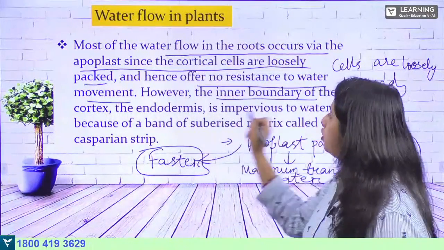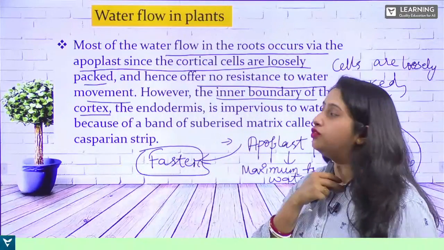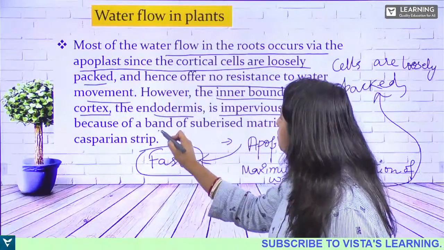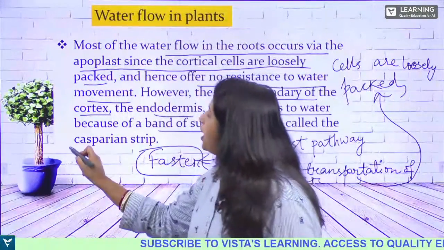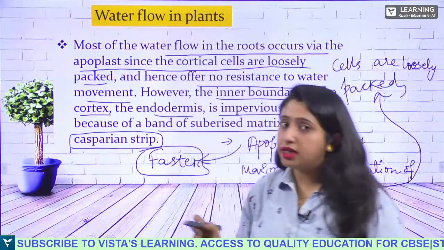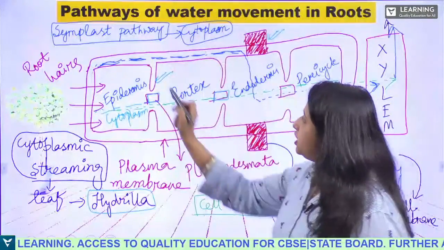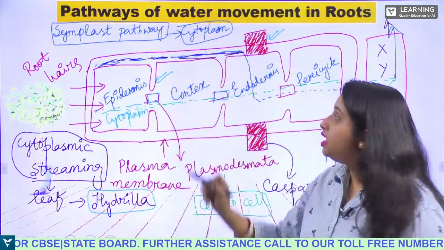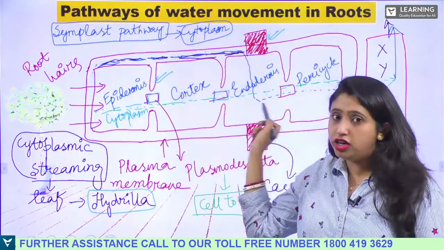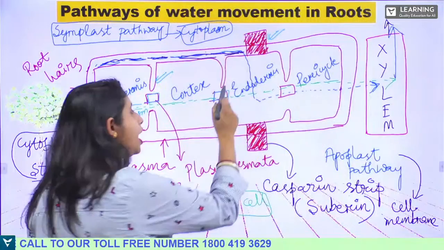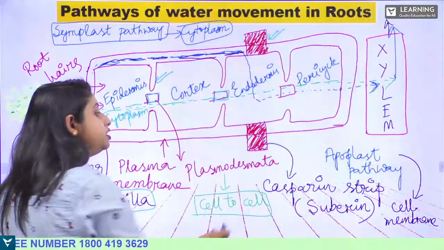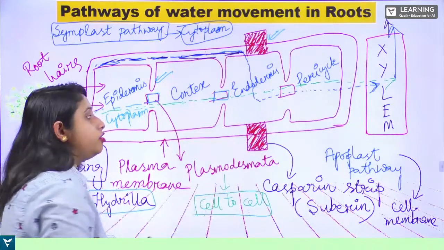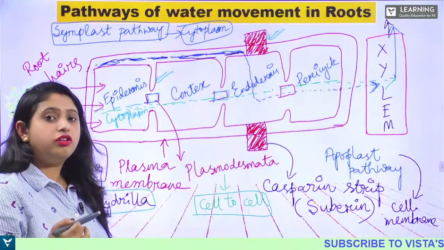However, the inner boundary of the cortex, the endodermis, is impervious to water because of the band of suberized matrix called the Casparian strip. Up to here you see that it can move continuously and faster, okay? But at the inner boundary of the cortex, the endodermis, you will see a Casparian strip, the suberized strip. Because of the suberized strip, the water cannot cross the plasma membrane, and cannot go farther.